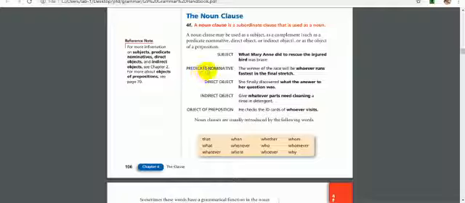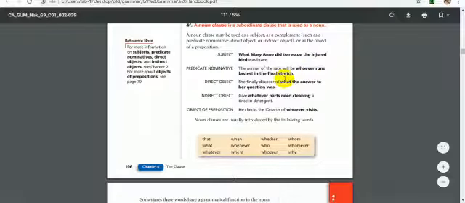Number 2, predicate nominative. It will follow a linking verb. We will see it. The winner of the race will be, the linking verb, whoever runs fastest in the final stretch. So whoever runs fastest in the final stretch is the noun clause.